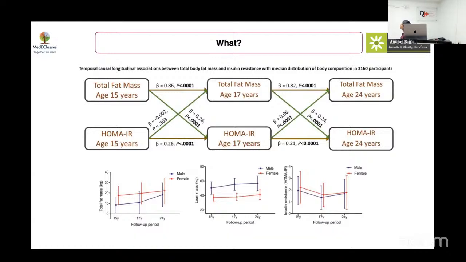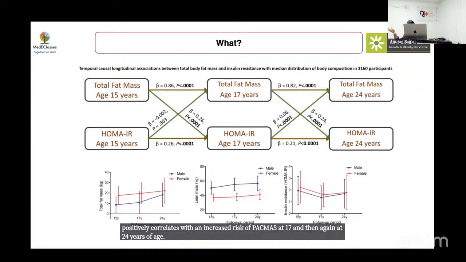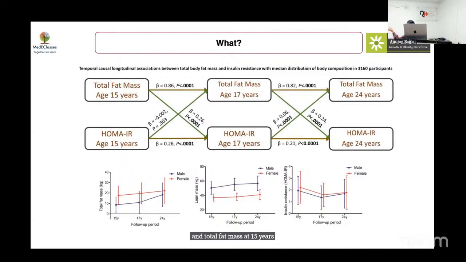So what it shows is your total fat mass at 15 years positively correlates with an increased risk of fat mass at 17 and then again at 24 years of age. And total fat mass at 15 years was again positively correlated with your risk of insulin resistance at 17. And it was also vice versa true, where your increased insulin resistance correlated with a further increase in fat mass.